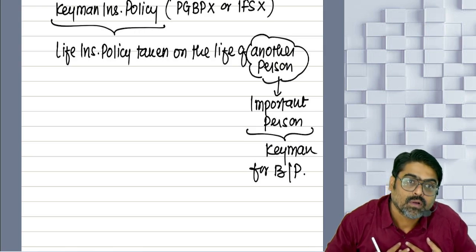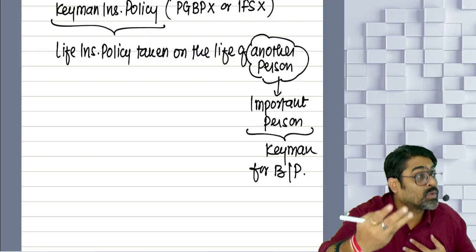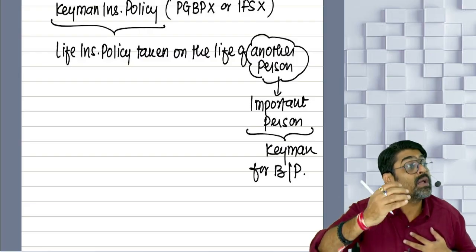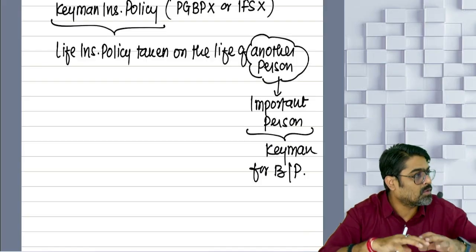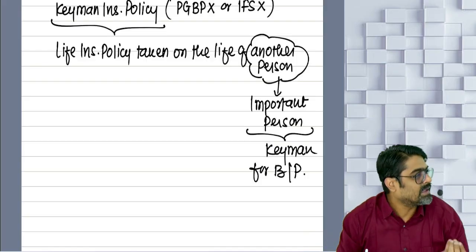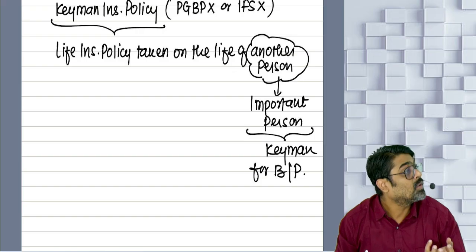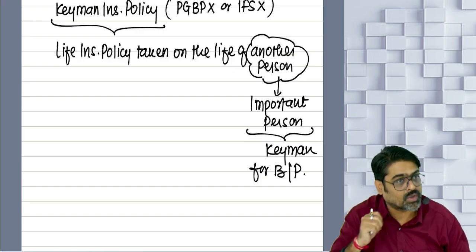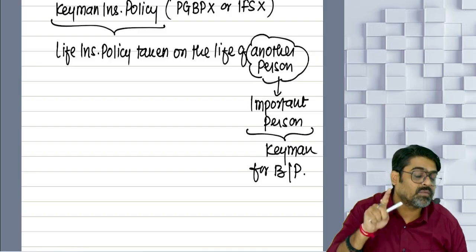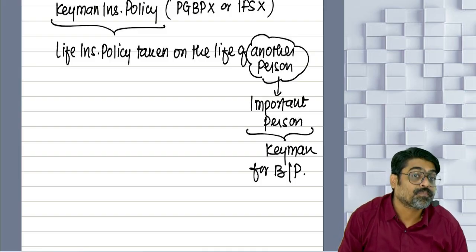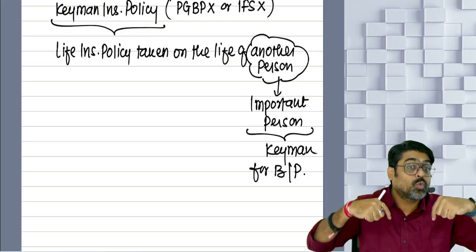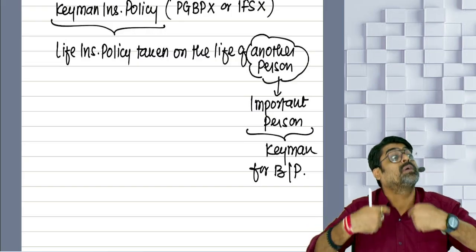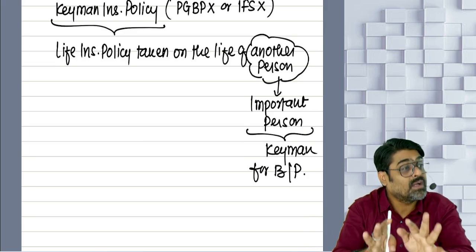Yes or no? That if, God forbid, something happens to that important person, my business is going to incur huge losses. Out of those losses, at least to some extent, the loss will be recovered through the insurance claim which I will receive from this Keyman insurance policy. So who will receive the Keyman insurance policy amount? The person who has taken the policy on the name of another person who is a Keyman.